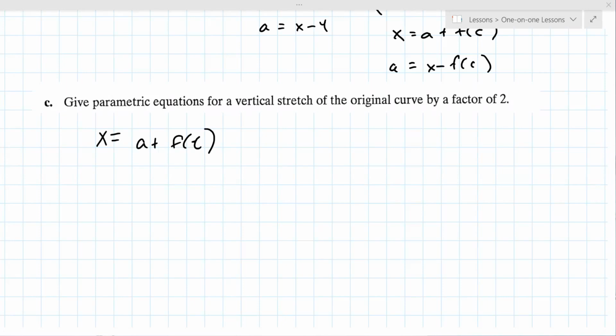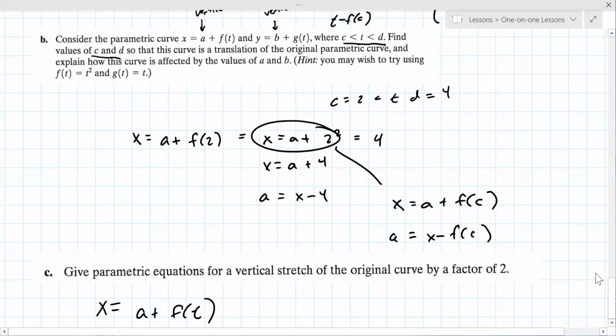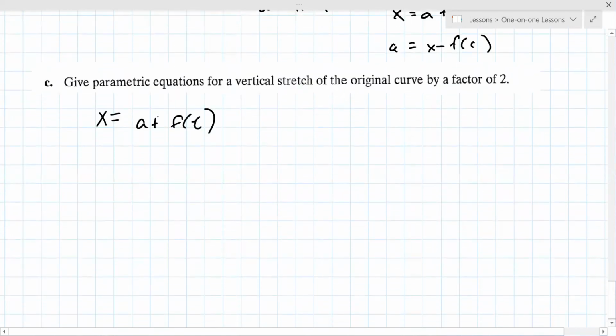I'd hate to keep going back to this previous one, but to me it's like c is just a, and d is just, man, no, but let's not do that. So if it's just f of t, to stretch it, you just put a 2 in front. Vertical stretch is outside.